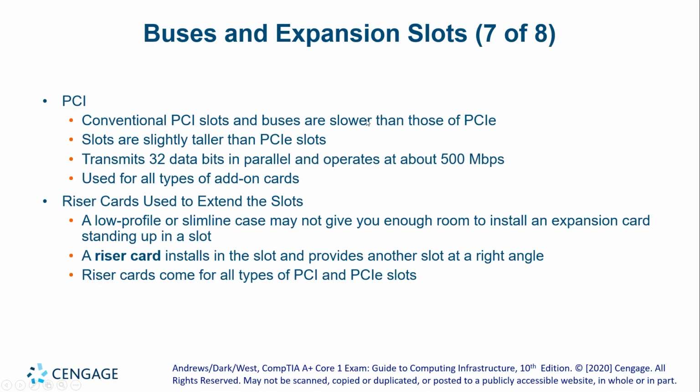Conventional PCI slots and buses are slower than PCIe. That's why PCI is not used anymore. Slots are slightly taller. That's how you tell the difference. Transmits 32 data bits in parallel and operates at about 500 megabits. You need to know that. Used in all types of add-on cards, but not usually anymore.